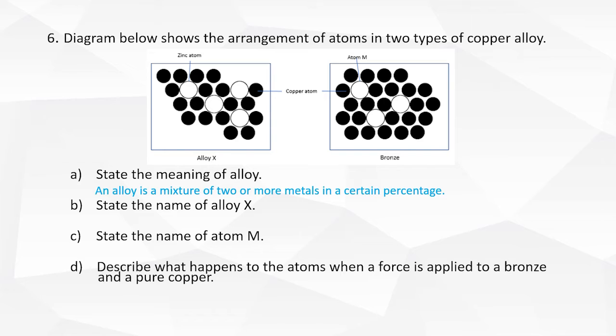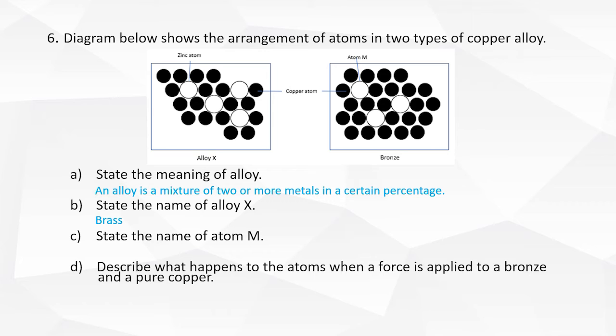B. State the name of alloy S. We can see in this diagram, alloy S is made up of zinc and copper. So, we know that alloy S is brass, which contains 70% copper and 30% zinc. The number of black color atoms, which is copper, is also higher than the number of white color atoms, which is zinc atoms. This fulfills the correct composition of brass.